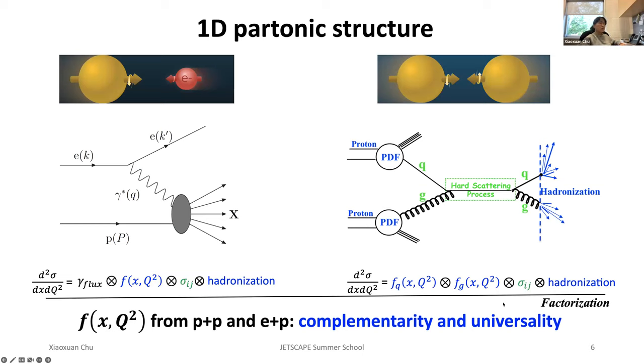So under the factorization framework, the final state particle cross section as a function of the reconstructed x and Q square, as I introduced in the previous slide, can be grouped into the convolution of the collinear parton distribution function f(x, Q square), and the hard scattering cross section and the hadronization. So by measuring this cross section, one can perform a global fit to extract the information of the collinear parton distribution function. The extraction of the collinear parton distribution function from two collision systems actually provides complementarity and also a test of the universality property of the collinear parton distribution functions.